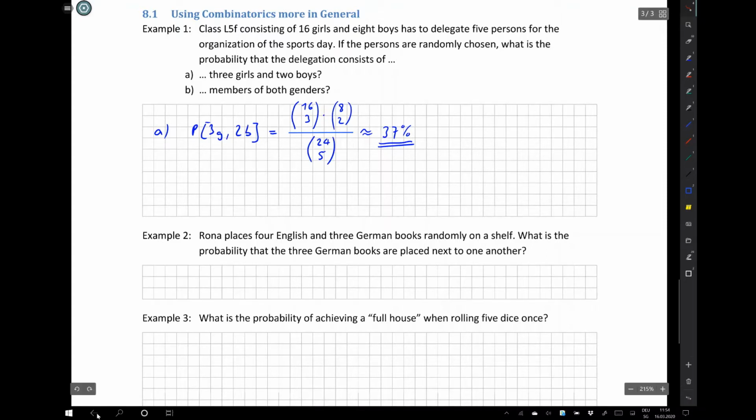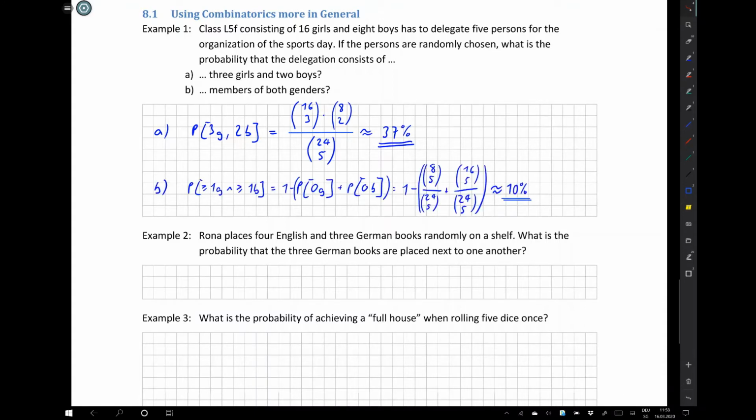To choose 3 girls out of 16, the possibilities are 16 choose 3, and for 2 boys out of 8, there are 8 choose 2 possibilities. And since we want to combine any delegation choice of girls with any delegation choice of boys, we have to multiply the two, and so we get for the probability of having a delegation of exactly 3 girls and 2 boys 37%.